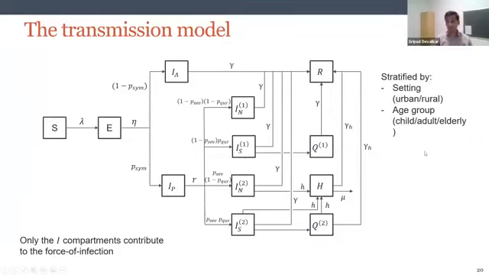Now, this model was stratified by setting. So obviously these rates of getting exposed and infected are different between rural and urban areas because of a variety of different factors, including population density, the demographics. And that's also captured. And this is also a model that's stratified by age group. So the transmission dynamics are different in children, it's different in adults, it's different in elderly, especially in terms of what the severity of disease is. So this transmission model is stratified and tries to capture all of it, right? And only the number of infected individuals within each of these stratified models contribute to the force of infection.